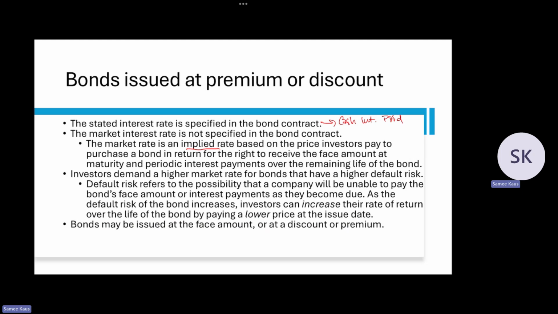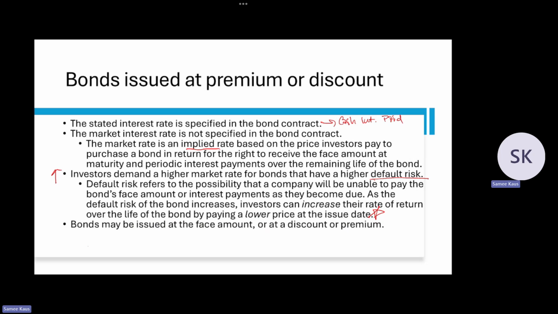So all else being held equal, investors demand a higher rate of return, or a higher market rate, I should say, for bonds that have something that's called a default risk, okay? And default risk is just a company's not going to be able to pay it, right? Hey, it has a high probability of defaulting. It means they're not going to be able to pay the principal back. Maybe they're not able to make those periodic interest payments, right? So the higher the risk goes, right, the higher the default risk, investors can increase their rate of return over the life of the bond by paying a lower price at the issuance date. Okay? Think about that, right?